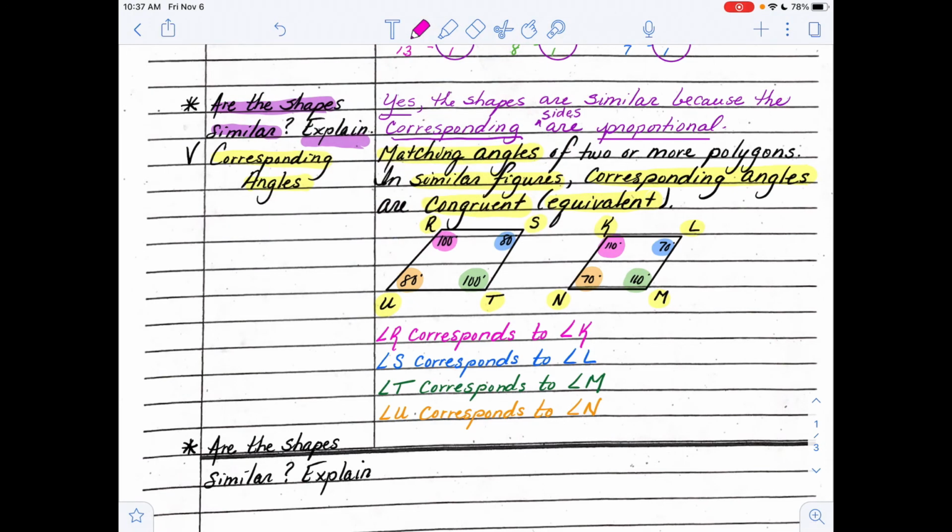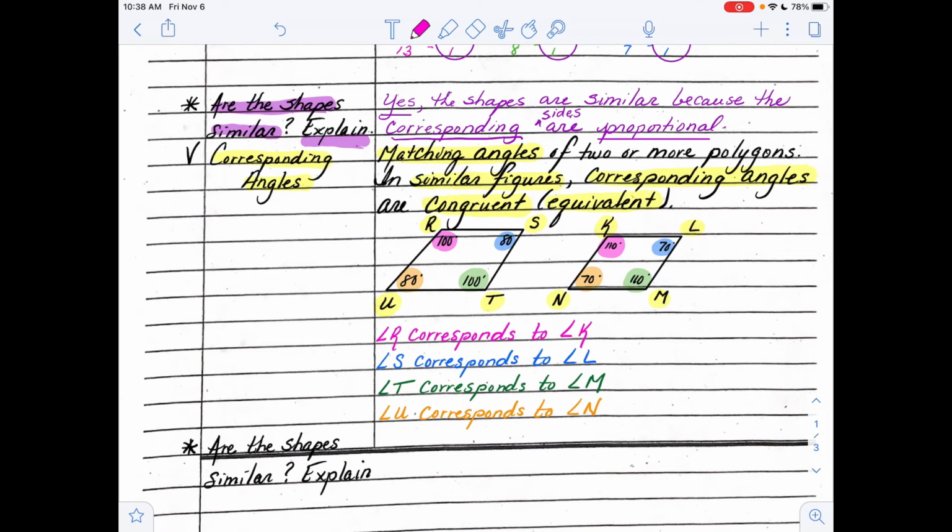It says my angle R corresponds to angle K. They would lay directly on top of each other. Angle S corresponds to angle L. They would lay right on top of each other. T corresponds to M. U corresponds to N. And so if these really are, they very much look like they're the same shape. But if they are truly the same shape, then the angles that are inside should be exactly the same.